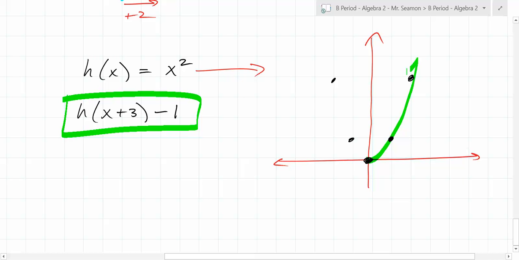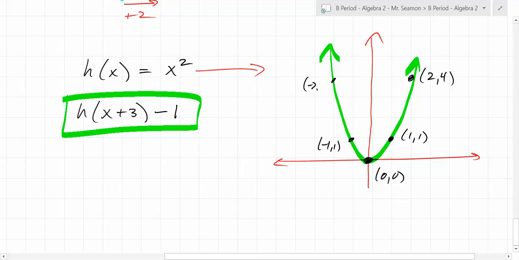And it's a little easier for me because I have these highlighters that are a little thicker. But as you found out, is it hard to draw a nice curve sometimes? Yes, it is. So what you should do is start taking these points. This is 0, 0. This point is 1, 1. This point is 2, 4. This point is negative 1, 1, and this point is negative 2, 4.